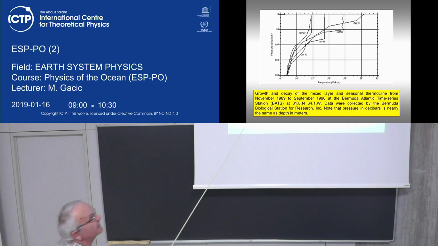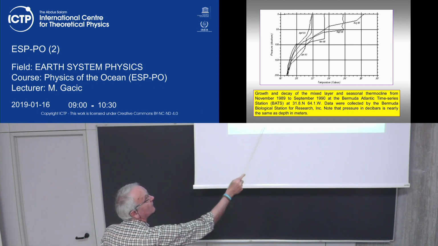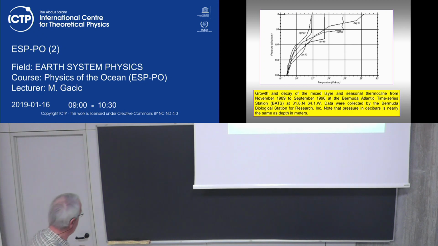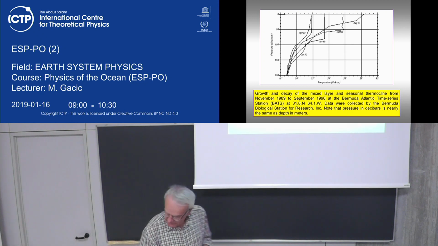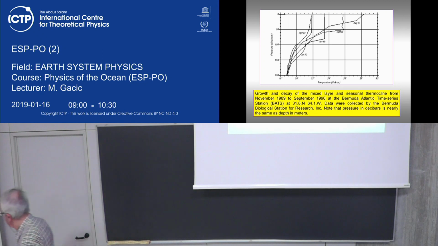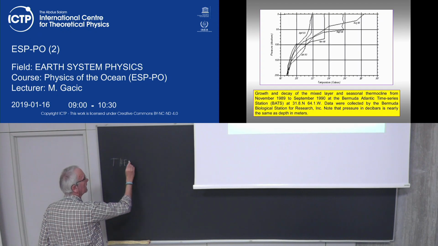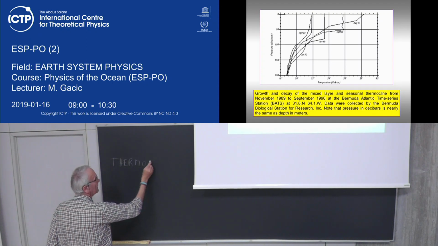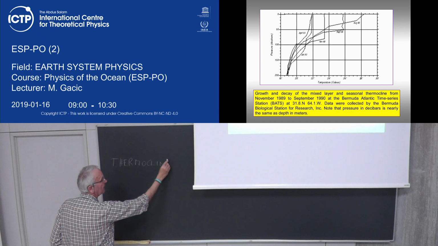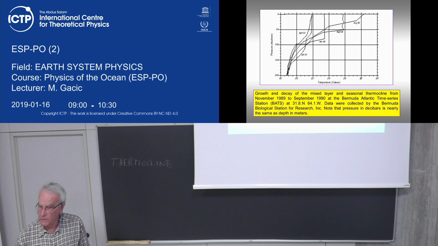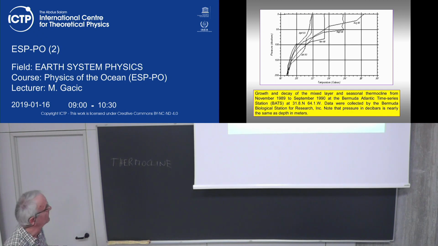We have the layer of the strong temperature gradient, which is called the thermocline. Let me write it down. So there is a thermocline layer. The thermocline is the layer where we have a strong vertical gradient of temperature.